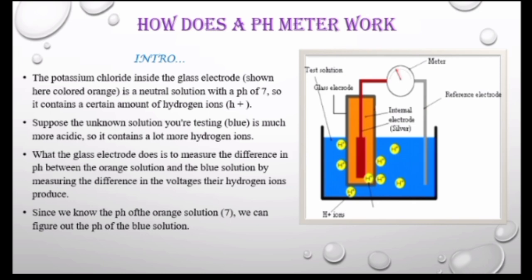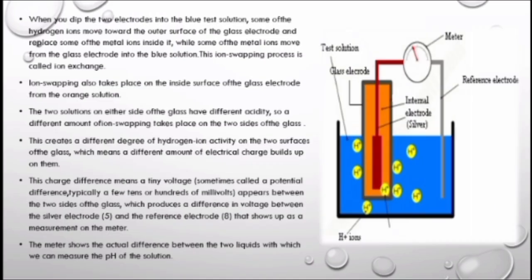By measuring the difference in the voltages, there are hydrogen ions produced. Since we know the pH of the orange solution, we can figure out the pH of the blue solution. So now, you dip the two electrodes into the blue test solution. Some of the hydrogen ions move towards the outer surface of the glass electrode and replace some of the metal ions inside it, while some of the metal ions were moved from the glass electrode into the blue solution.